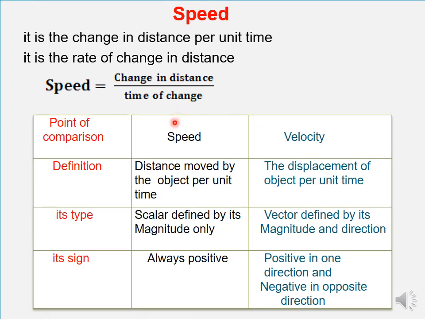Here there is a comparison between speed and velocity. The speed: distance moved by the object per unit time. The velocity: displacement of object per unit time. The speed is scalar, defined by its magnitude only. The velocity is vector, defined by its magnitude and direction. The speed is always positive. The velocity is positive in one direction and negative in the opposite direction.